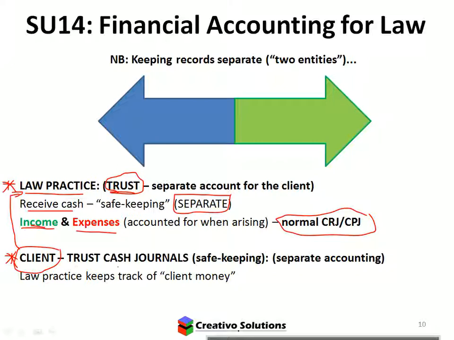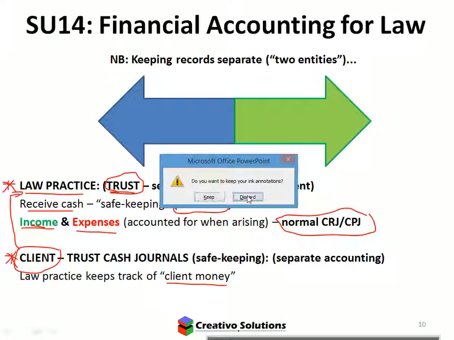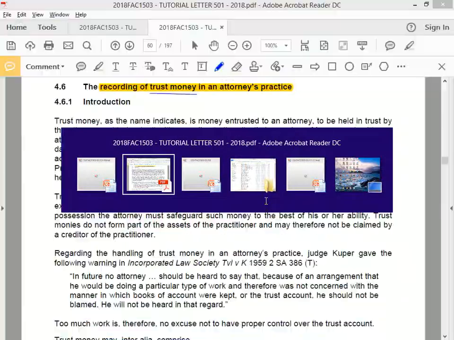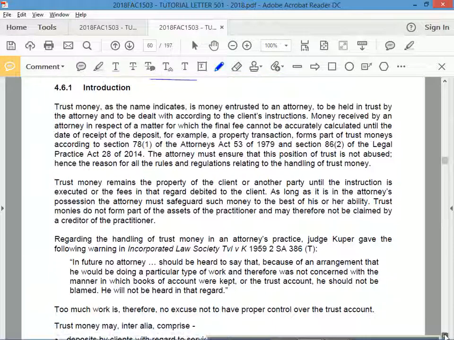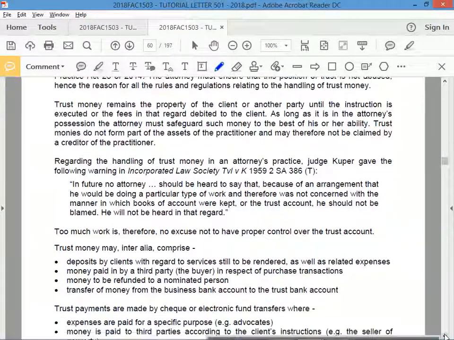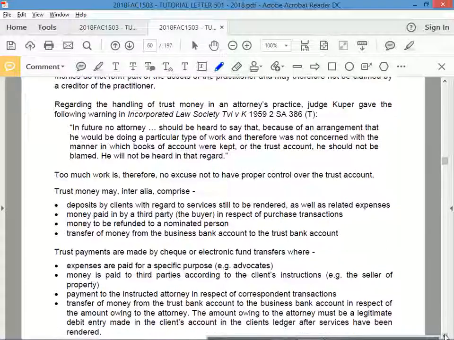Then just a note here: trust cash journals, safekeeping, separate accounting, law practice keeps track of client money. That's what they're doing, and that's what you need in order to look at these examples here. So the rest of chapter 4 is mainly that. Yes, there are one or two normal journals, but they change focus quite a bit, and they focus more on the law practice, so things that we would have to do.